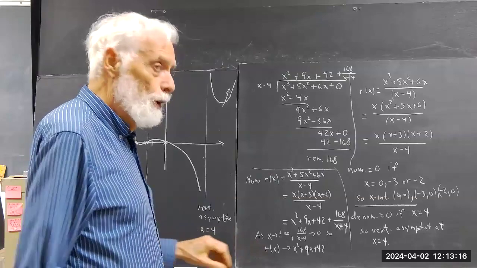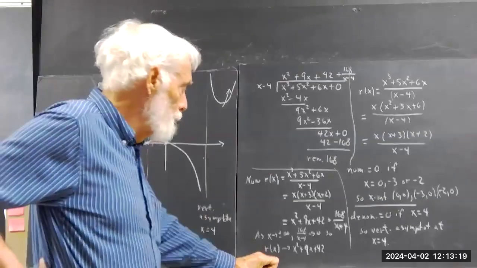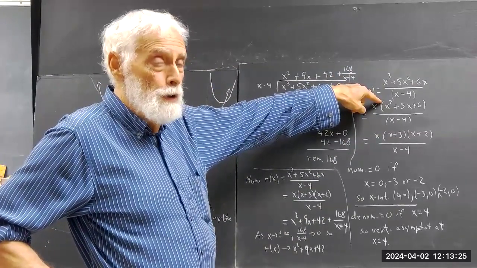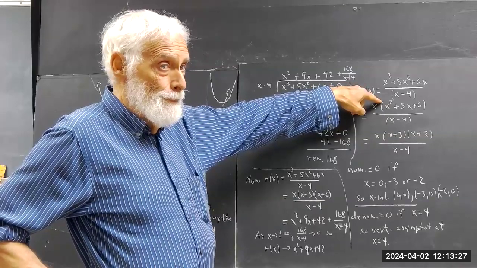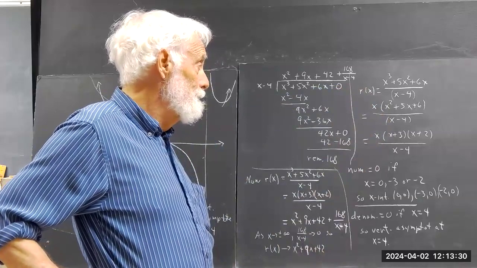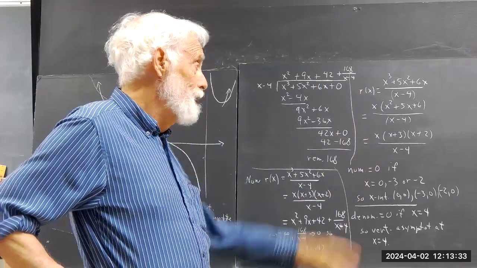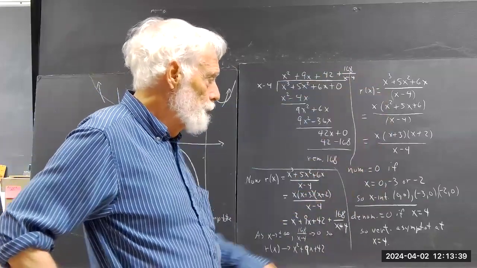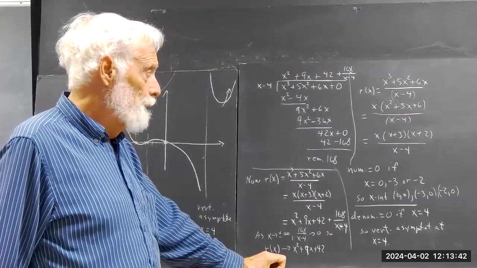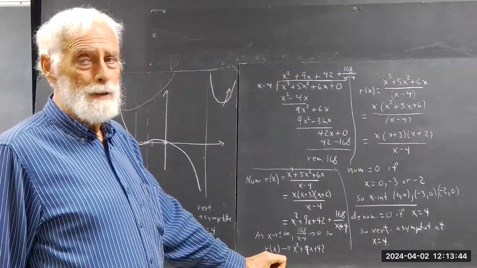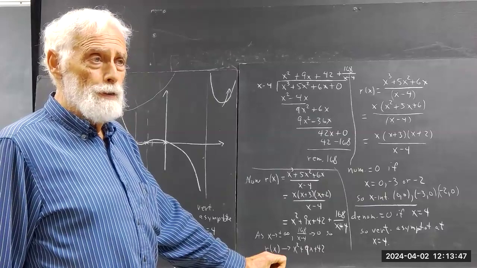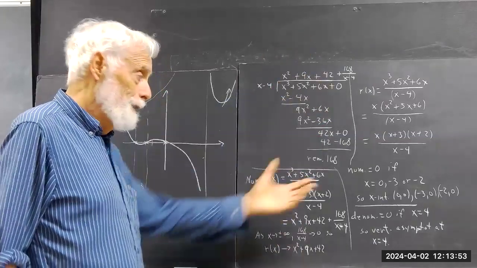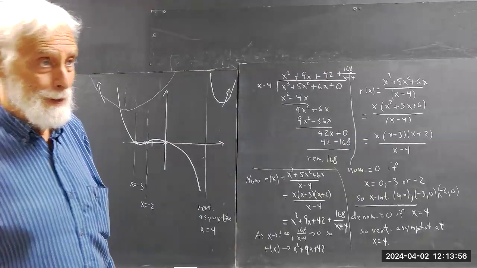The rule that OpenMath is going to give you is that if the degree of the numerator exceeds the degree of the denominator by 2 or more, then the end behavior is kind of like the power function, the difference in powers. There are various ways to state that. I'm going to show you why. But if you don't understand why, don't worry about it, just follow the rules.